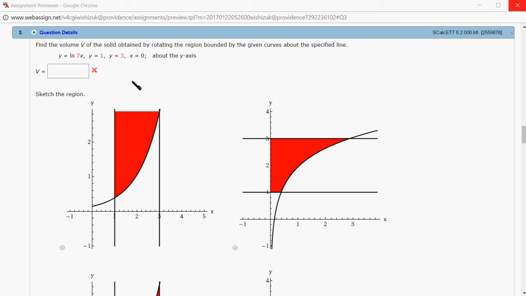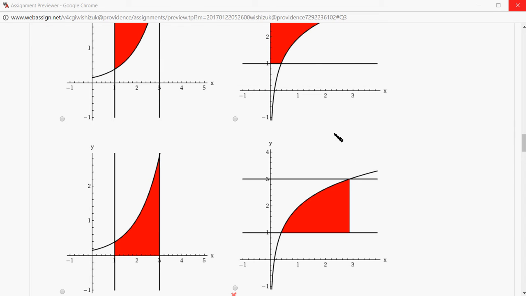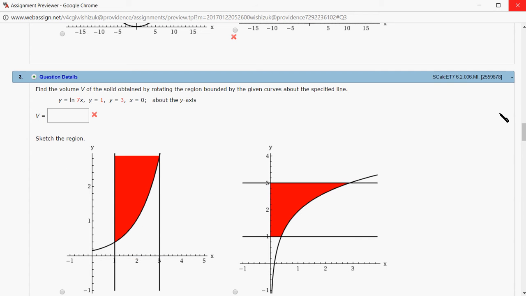Alright, so it's a natural log function. Let's take a look at the first one. This doesn't look like a natural log function. And the second one here looks like a natural log function. The third one is not, so it's going to be the second one or the fourth one.